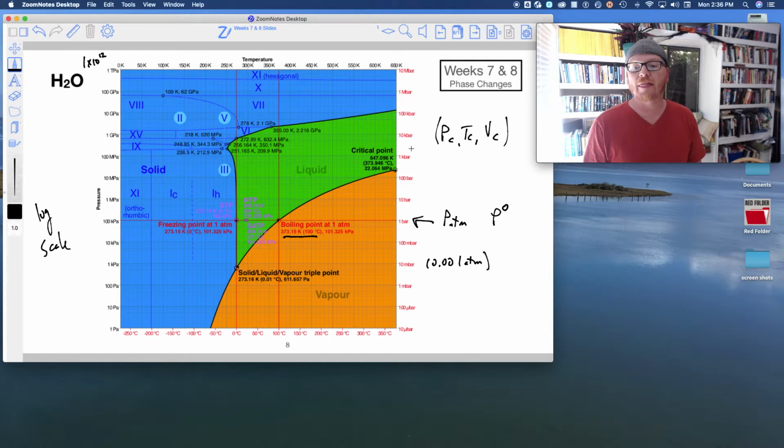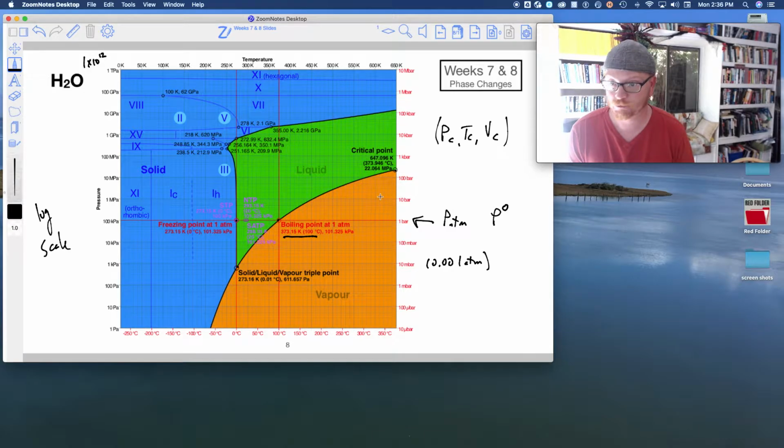The liquid and the vapor have the same density, okay? And there ends up being a really cool consequence as a result, okay? So the density of the liquid and the vapor is the same at the critical point, which is really cool.